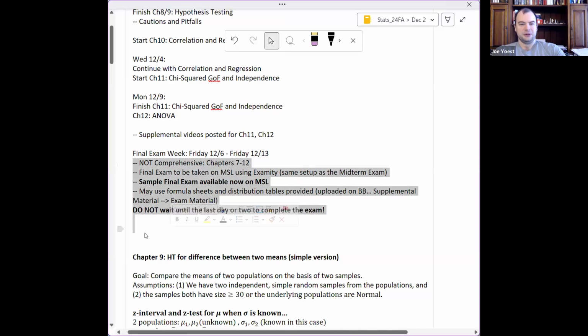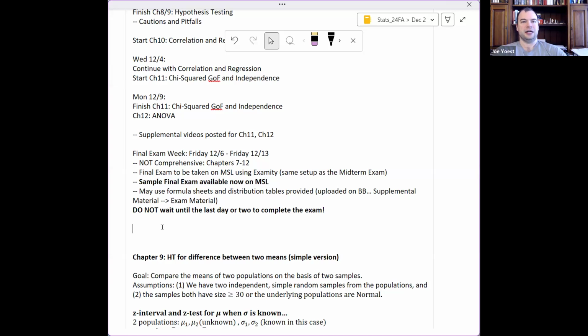And a few details. Note that it's not comprehensive. It's only on chapters 7 through 12. It's the same setup as the midterm exam. It's taken on MyStatLab using Examity. The sample final exam is available and has been available for a little while on MyStatLab. So you can go on there, find the sample final exam. You can use it to help review the material for the exam.